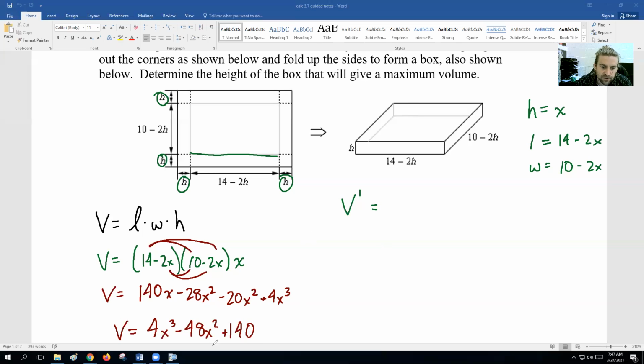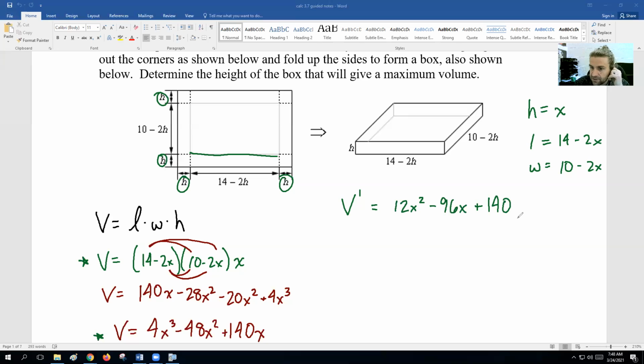If we want to find the critical points, the mins and maxes of it, we have to take the derivative. This is a lot easier to take the derivative of than the factored form. They're the same function, but for that one we'd have to do the product rule a couple times. So 4X cubed goes to 12X squared. Minus 48X squared becomes minus 96X. And just notice this would be 140X, and this makes 140.